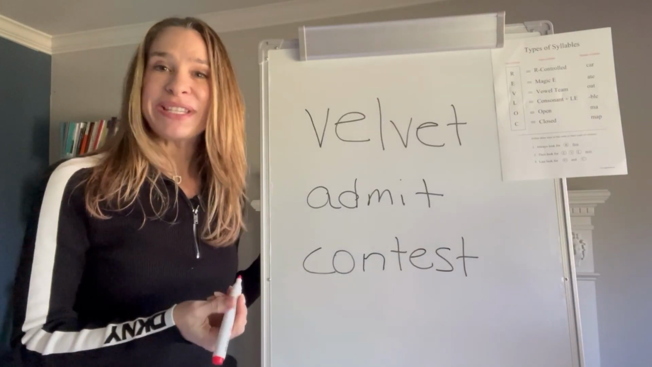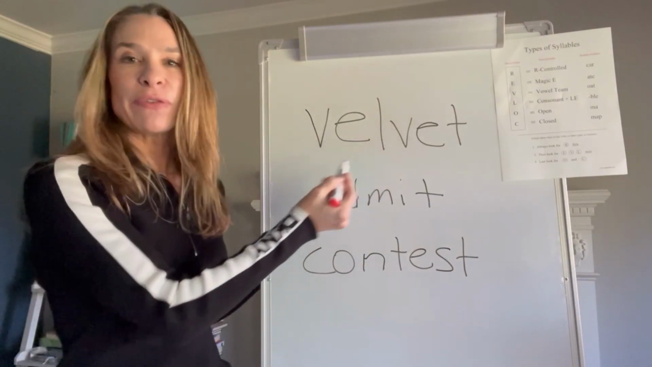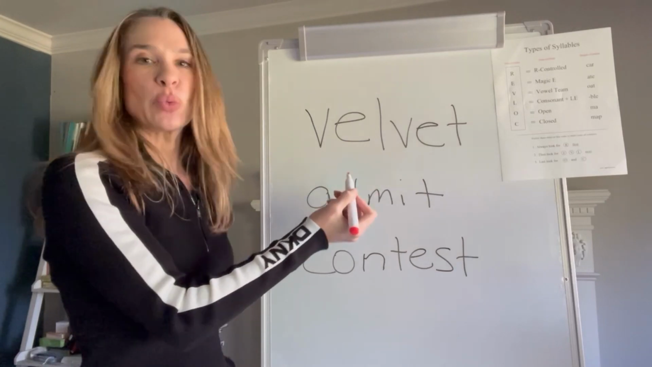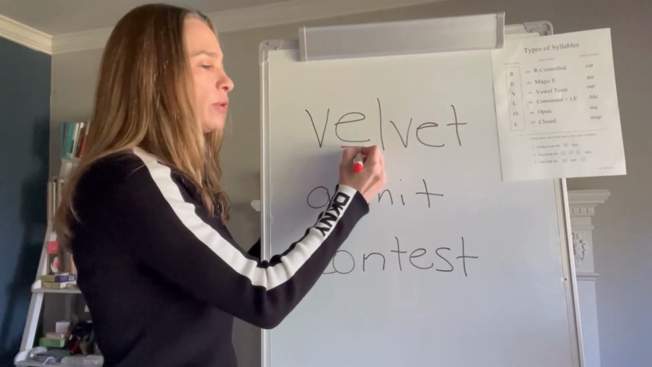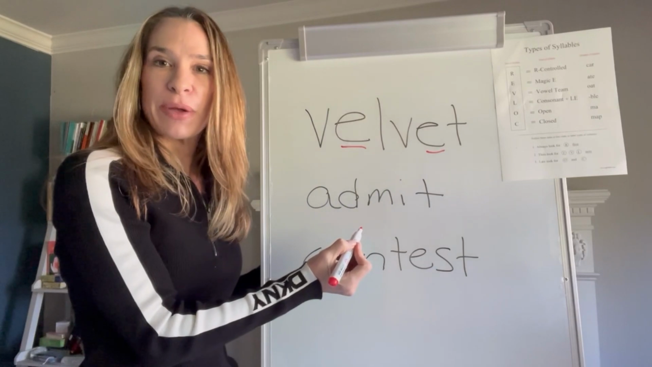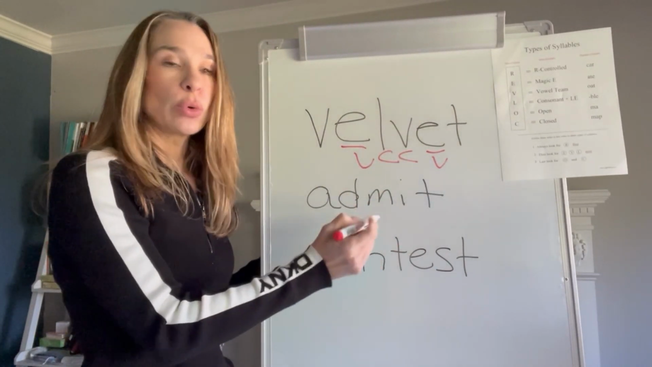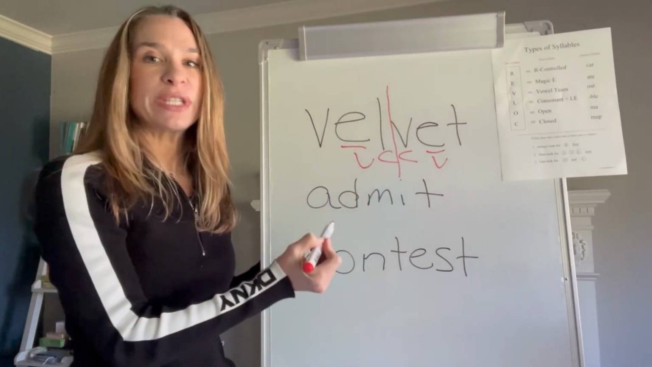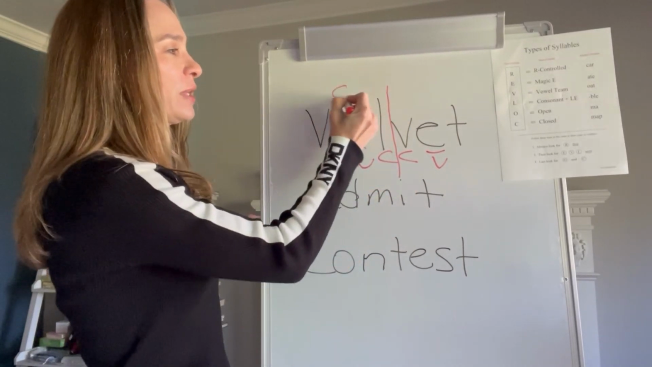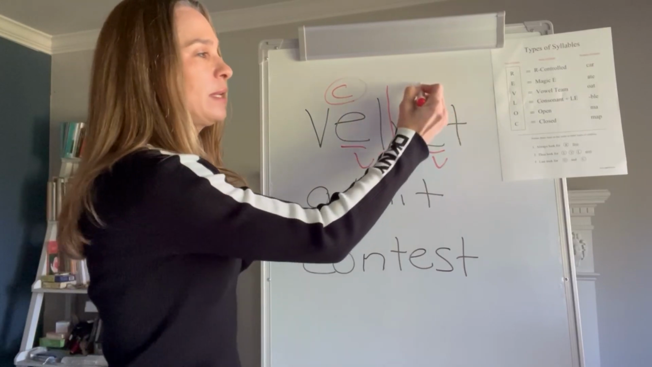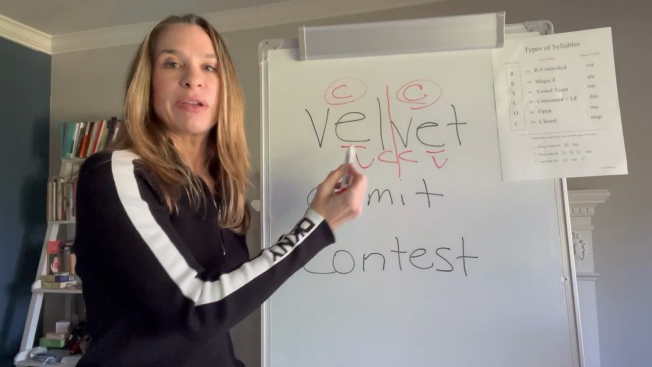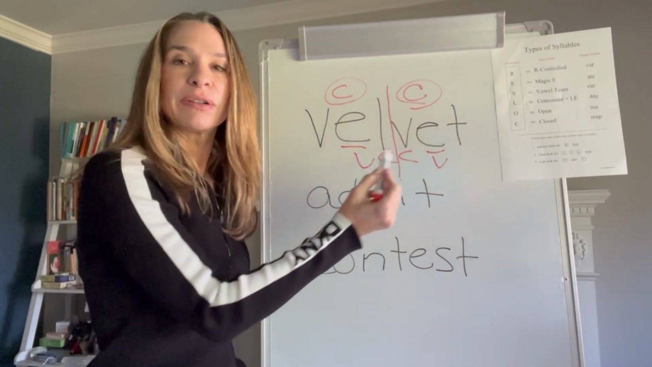Let's divide some more VCCV words. Velvet is kind of like napkin, but I just wanted to go through another one. Underline the vowels, starting with the first vowel. Label V, C, C, V. The rule, divide between the two C's. L closing in the E, T closing in the E, and we get velvet, velvet, velvet.